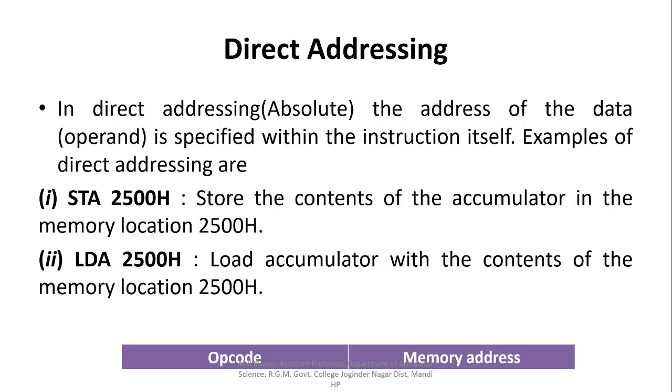The next addressing mode is direct addressing mode, also called absolute addressing mode, in which the address of the data or operand is specified within the instruction itself. Suppose we have this kind of instruction. The first part is the opcode, and the second part, unlike in the previous immediate addressing where we have the operand here, in this case we don't have any kind of operand.